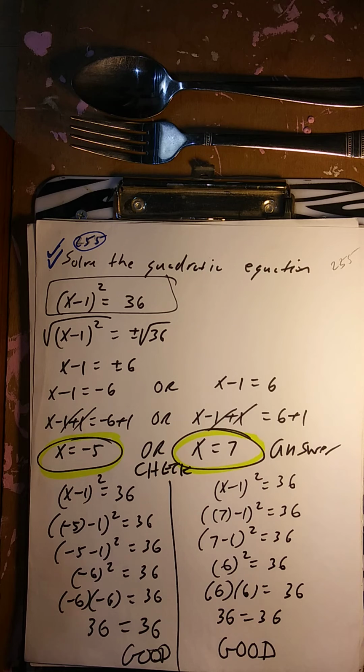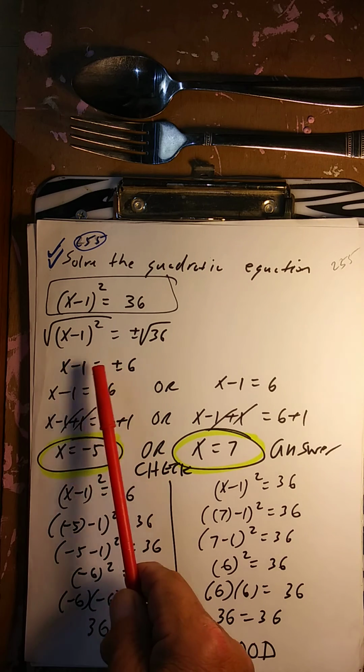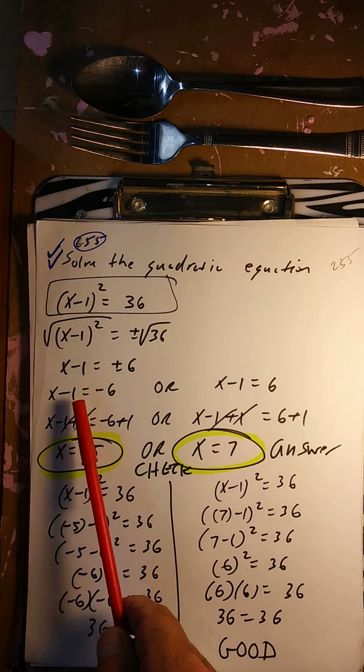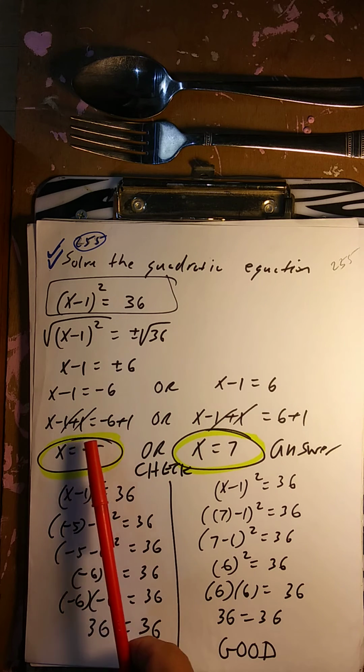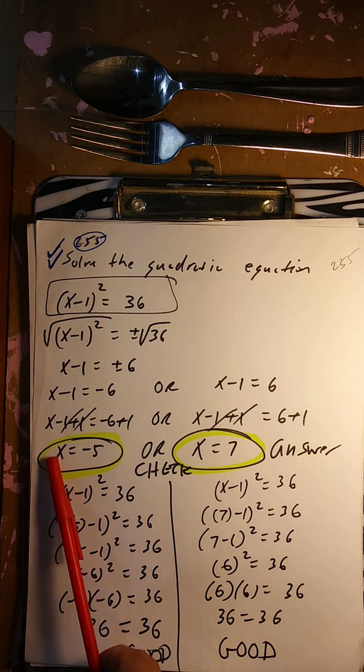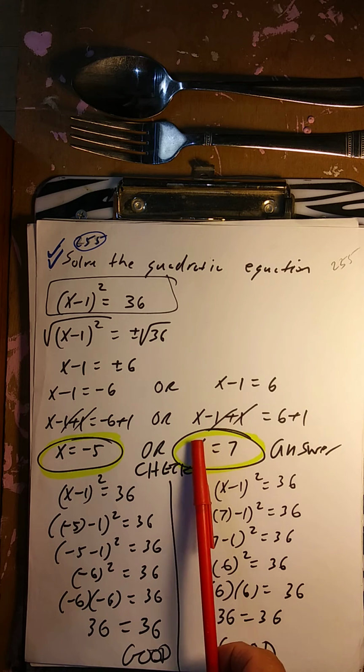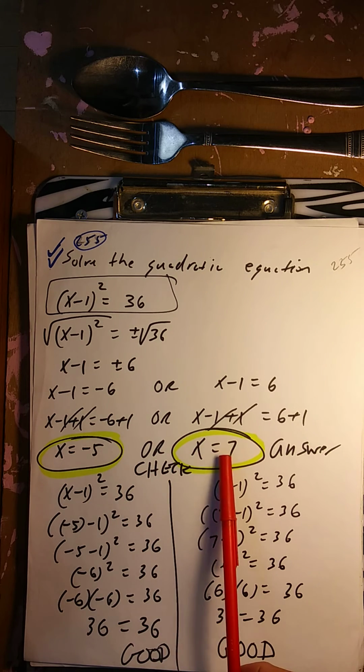Square root both sides again. Take the square root of the square root. This is going to be x minus 1 equals plus or minus 6. X minus 1 equals negative 6. Or x minus 1 equals 6. Add 1, so x equals negative 5. Or x equals 7.